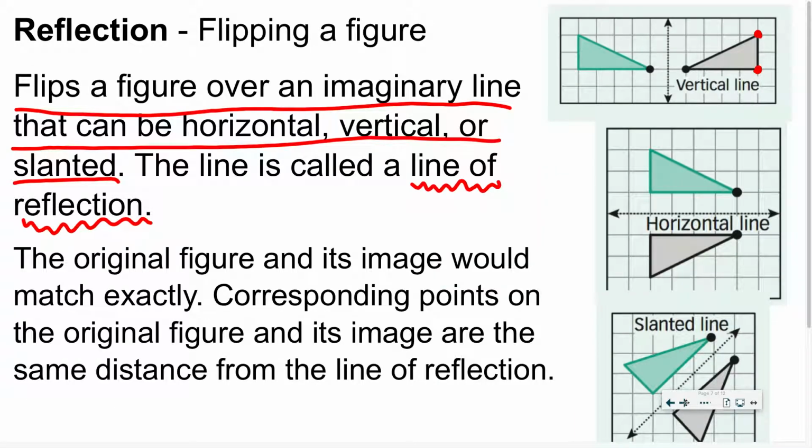The second way that we can move a figure is called a reflection. And this is actually flipping a figure. So you're going to write this down. Reflection. A reflection flips a figure over an imaginary line. That can be horizontal, vertical, or slanted. That line is really important. We call that line the line of reflection. The line of reflection. So make sure you have that written as well.